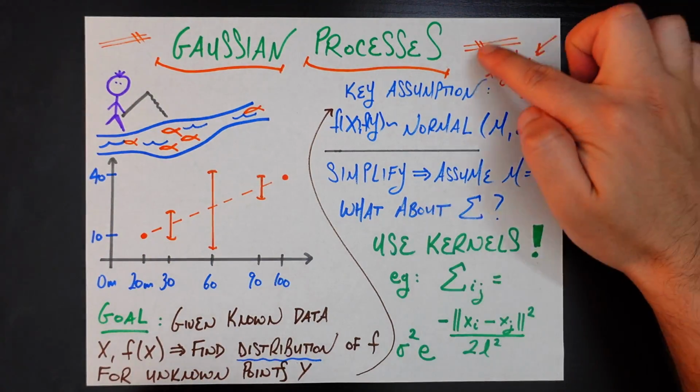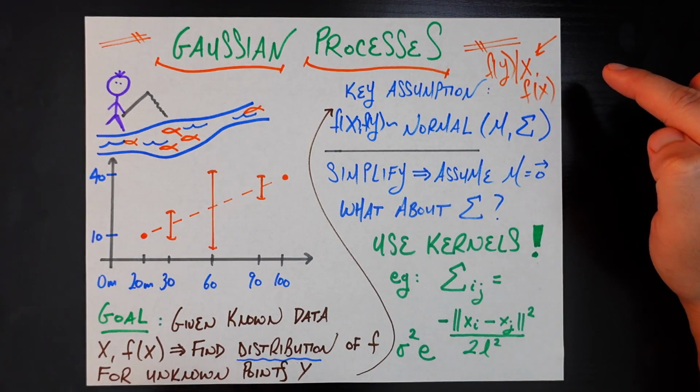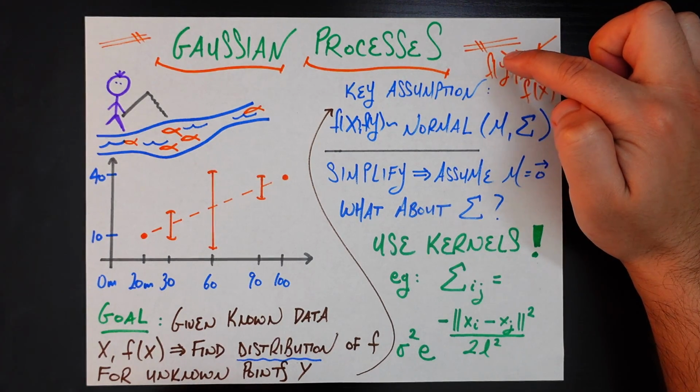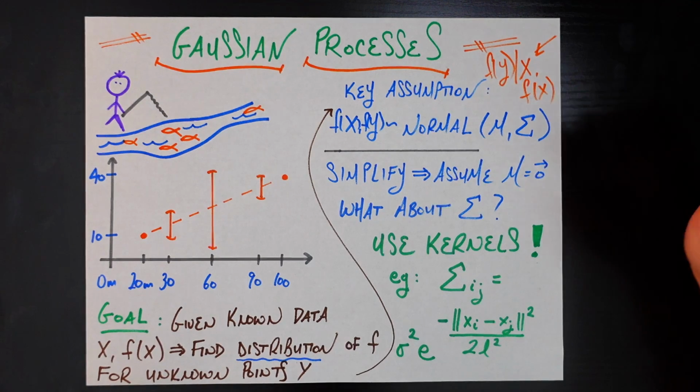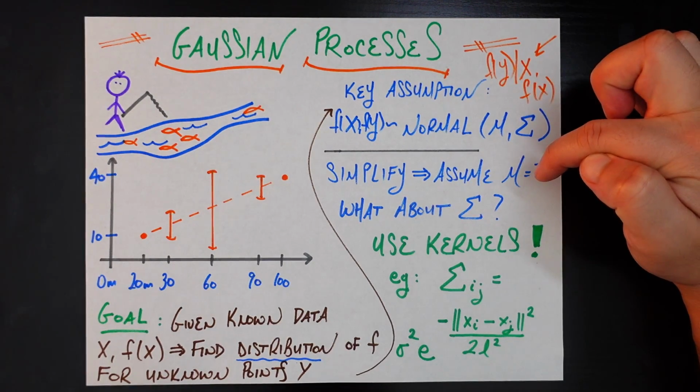Well, that comes down to this conditional here. Once we set up this conditional, f of y's distribution given f of x, the mean of that conditional is no longer going to be 0.